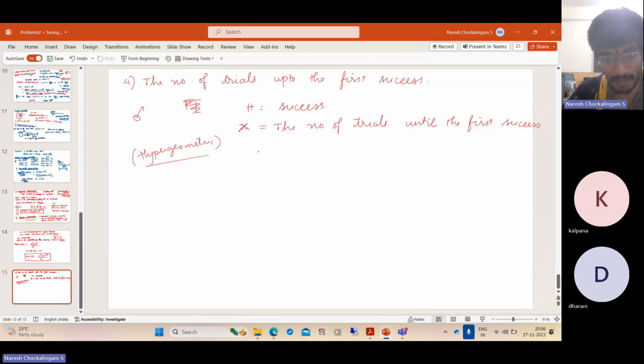So what are the possible outcomes? You keep tossing a coin until you get the first head. You can get the first head at the first trial itself. You can get one tail, then a head. You can get two tails, then a head. You can get three tails, then a head, and so on.